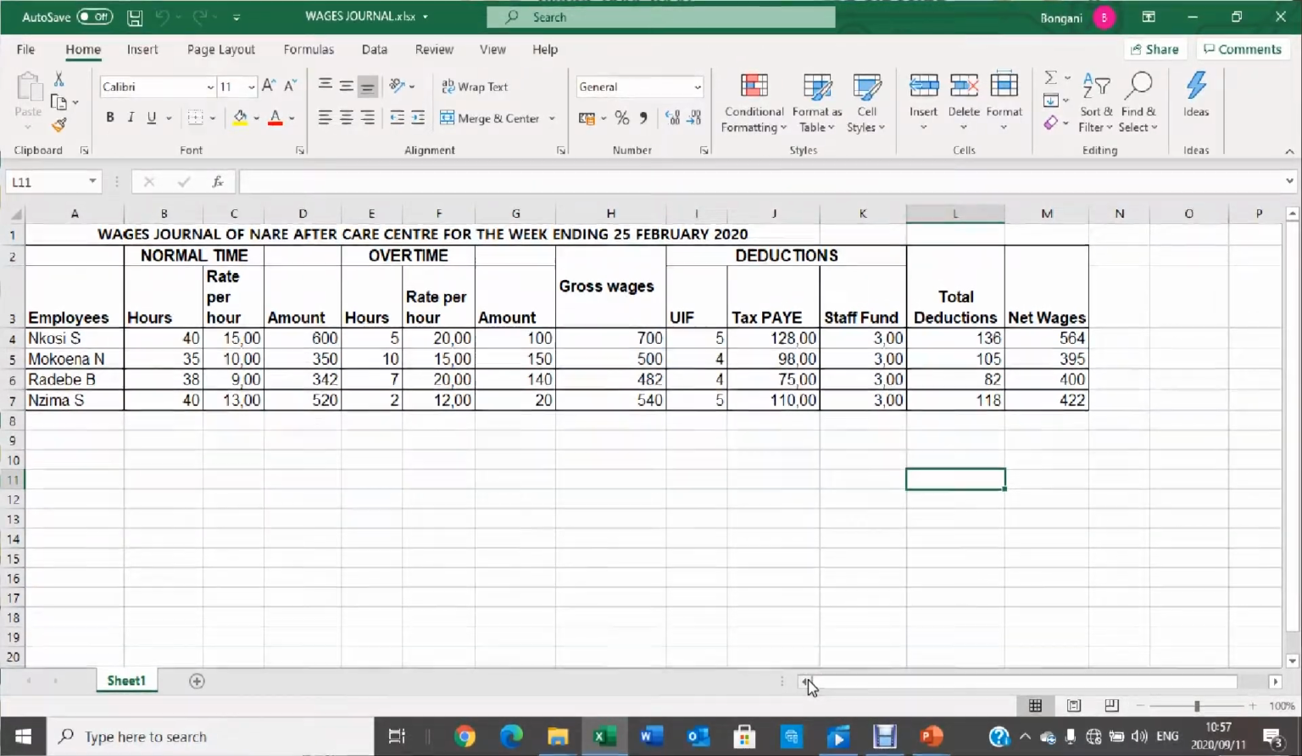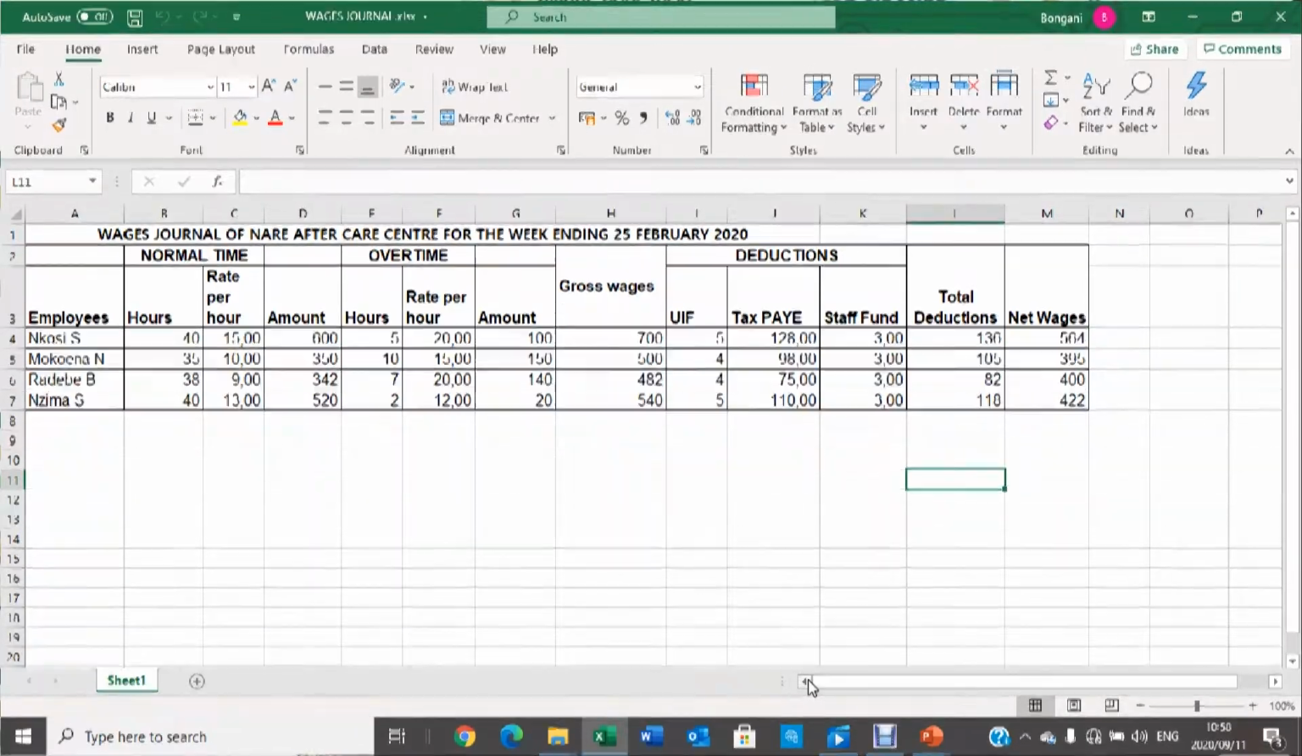And then we move to the deductions of the employee, Mokoena N. For UIF he contributed 4 rand, payee is 98 rand, and staff fund is 3 rand. So all in all, the deductions will be 105. And then the take home of the employee, which is the net wages, will be 395.